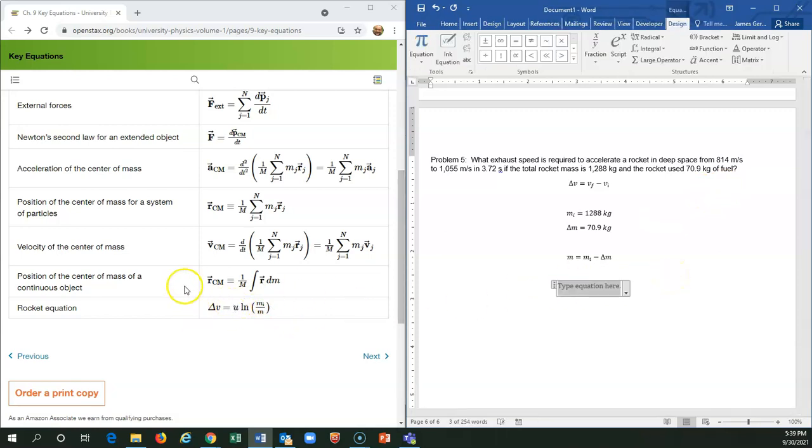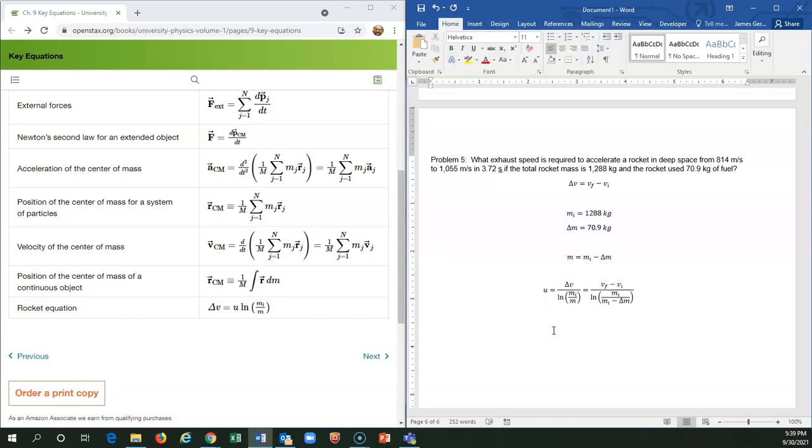So if we solve this equation for U, U is delta V divided by natural log of MI over M. Right? And so now we have everything. V final minus V initial divided by log of MI over MI minus delta M. And there you have it. And you've got the exhaust velocity of the rocket.